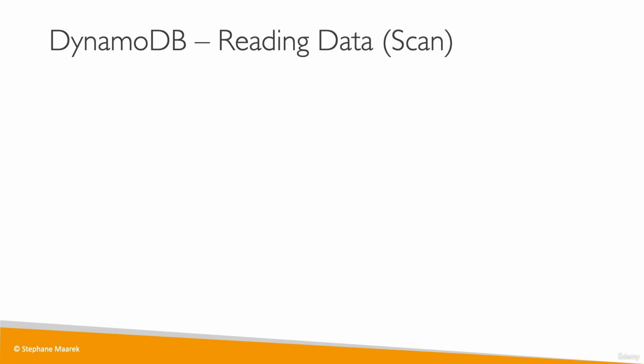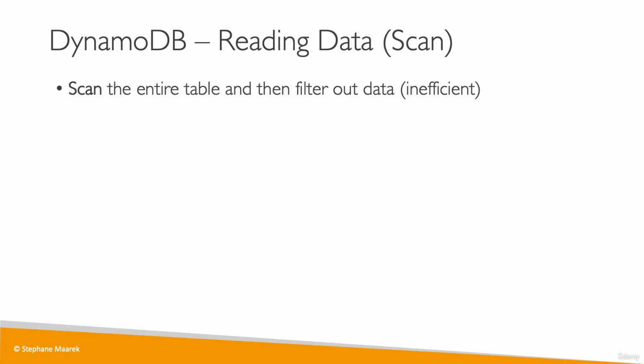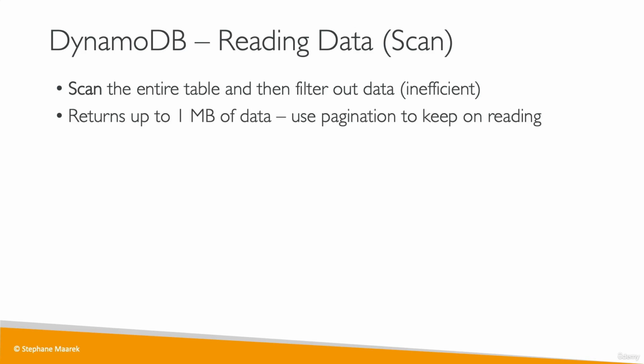And finally, you have a scan. So GetItem was for one item, then the query was for a specific partition key and a sort key. And scan is to read an entire table. And then if you wanted to, you could filter the data, but this is only done client side. So this is very inefficient. So scan is to really export the entire table.